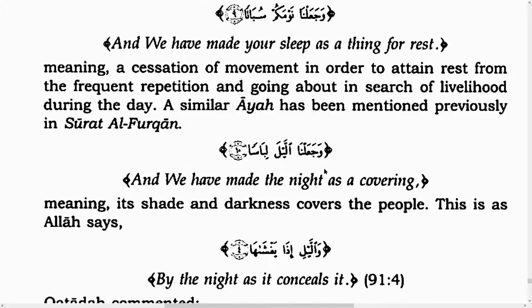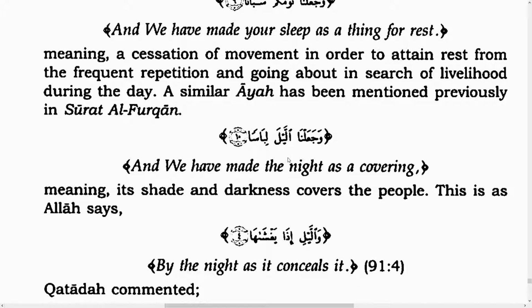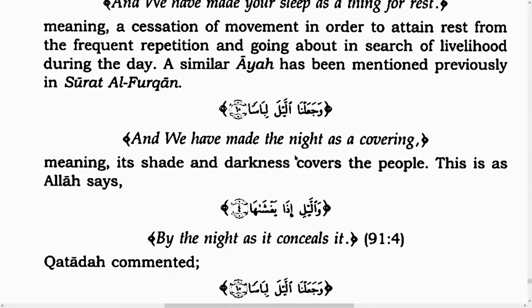Allah has already mentioned, وَجَعَلْنَا اللَّيْلَ لِبَاسًا. And we have made the night as a covering, like a libas, like the clothes. Clothes help us hide blemishes, similar to the night. The night helps us rest and rejuvenate, meaning its shade and darkness covers the people.